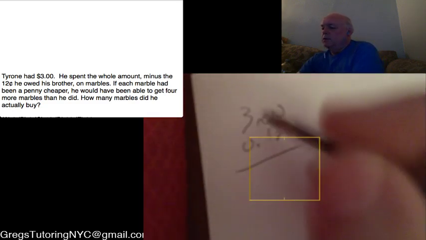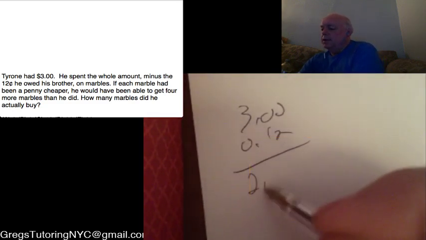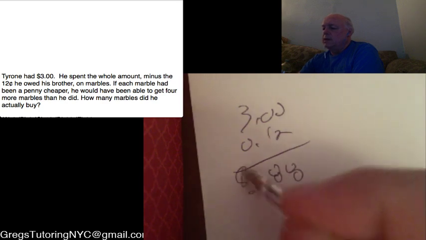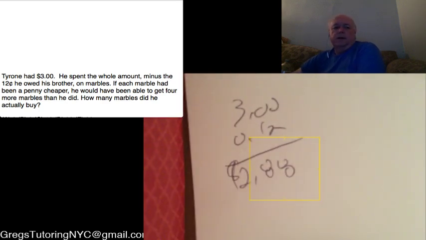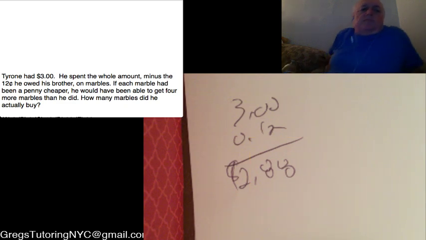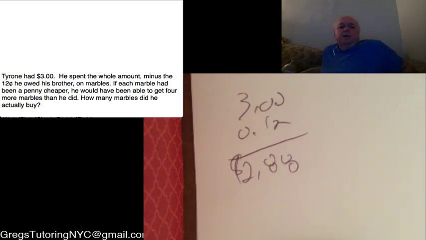So if we do that subtraction, we get that he has $2.88 then to spend. Okay. So he spends the whole amount on marbles. If each marble had been a penny cheaper, we don't know the price of the marble, but if it had been a penny cheaper, he would have been able to get 4 more marbles than he did.